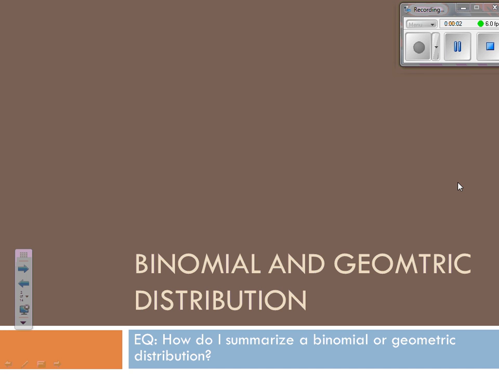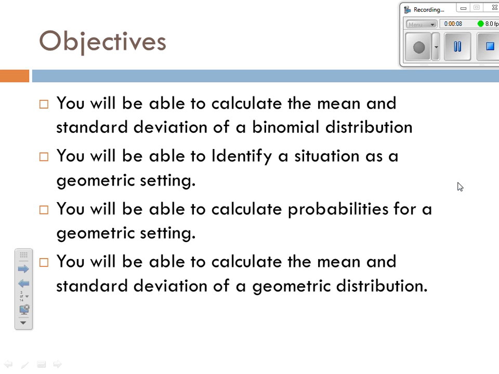So the final step with the binomial and geometric distributions are ways that we can summarize these distributions. We're going to be able to calculate the mean and standard deviation associated with these, and as soon as we get a mean and a standard deviation, we're actually going to be able to, in some cases, use them to go into a normal distribution. We're also going to be able to do the same thing with geometric. However, we cannot take geometric into a normal situation.